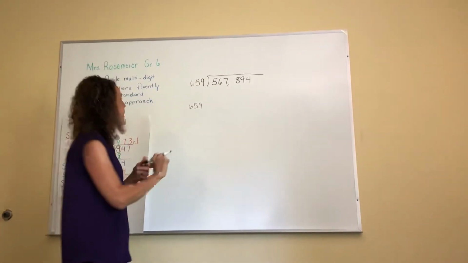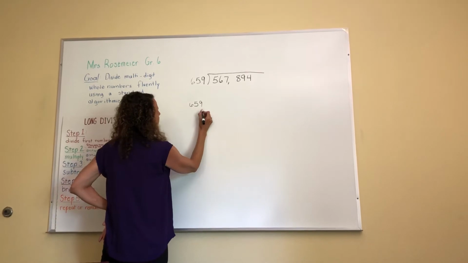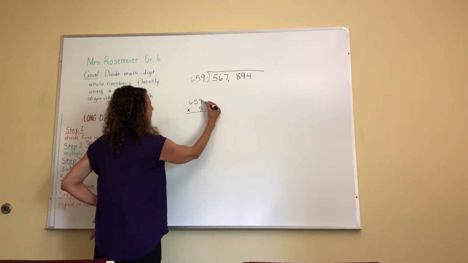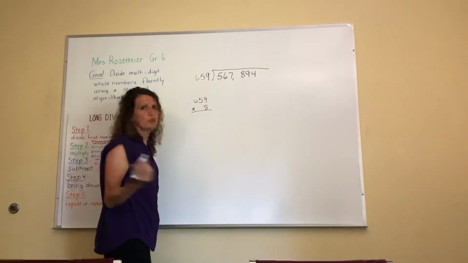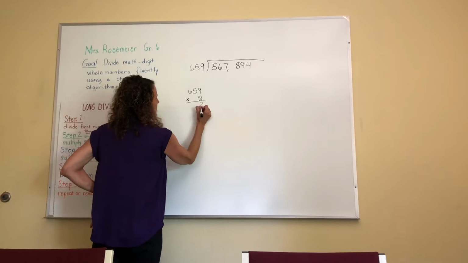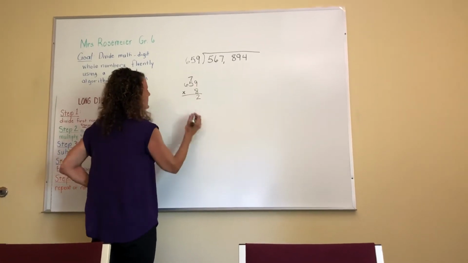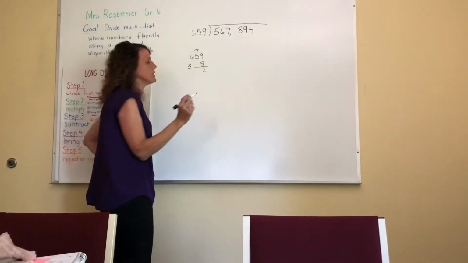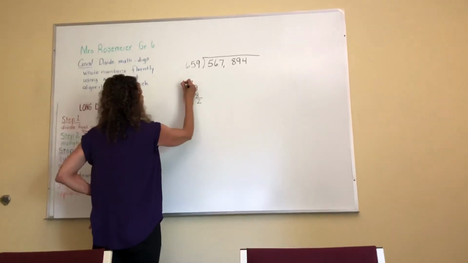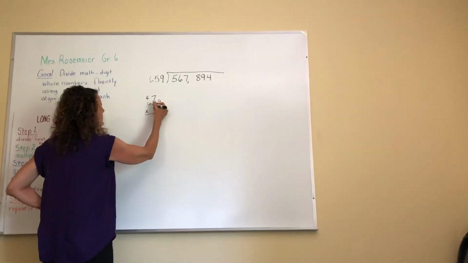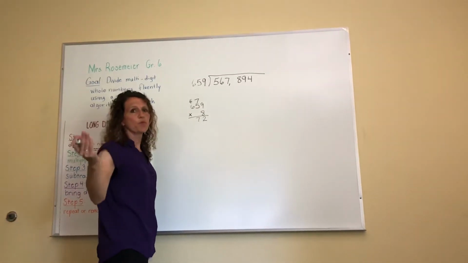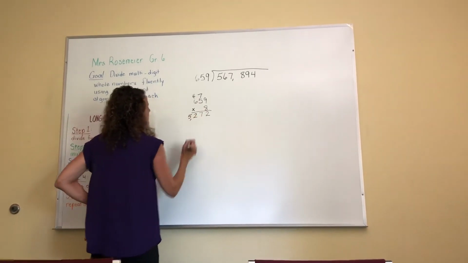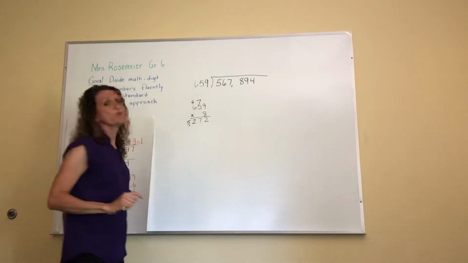So I'm going to multiply it by 8 and see what I get. All right, so I have 9 times 8, which is 72. So I put down my 2 and I carry my 7. 8 times 5 is 40 plus 7 is 47. 8 times 6 is 48 plus 4 is 52. All right? So 8 is going to work.